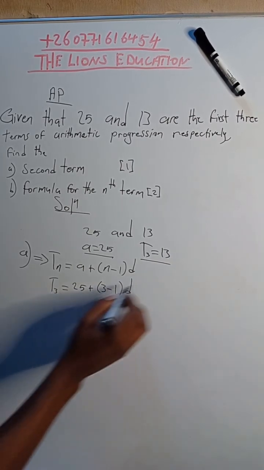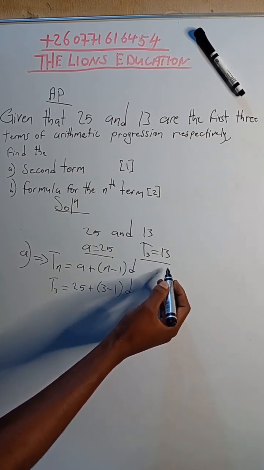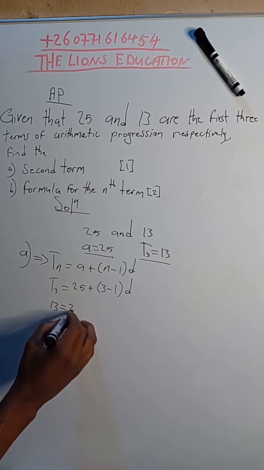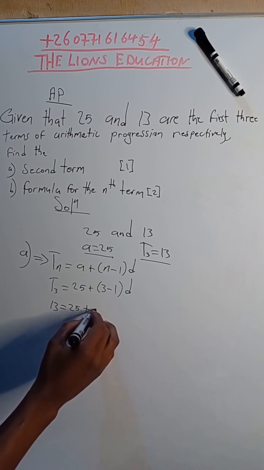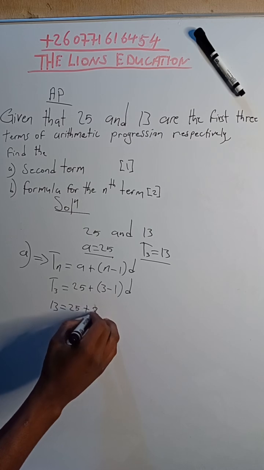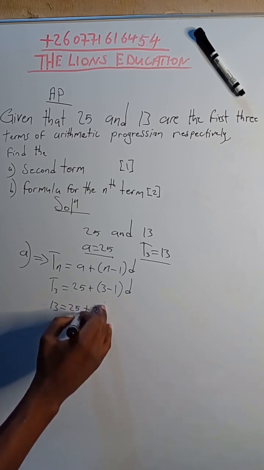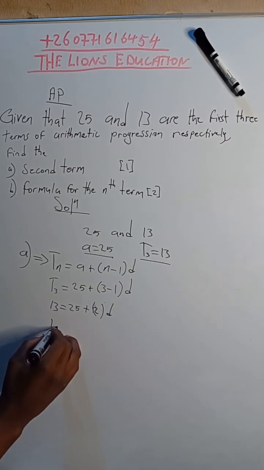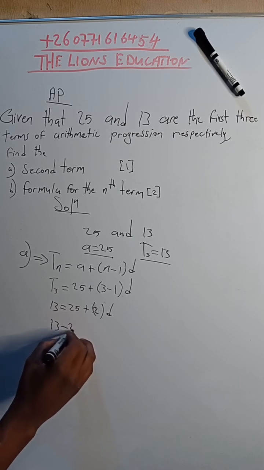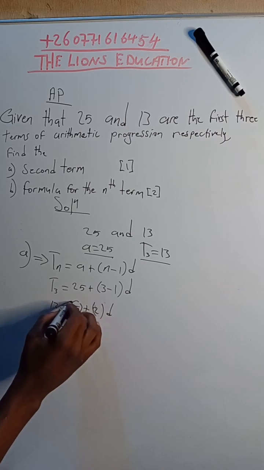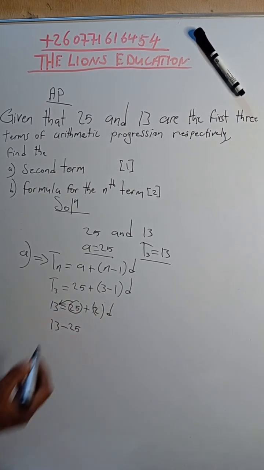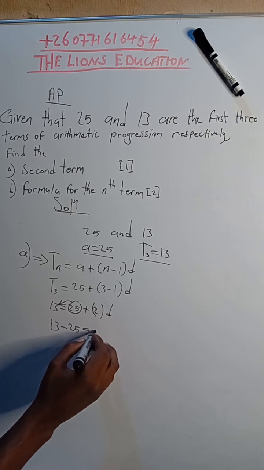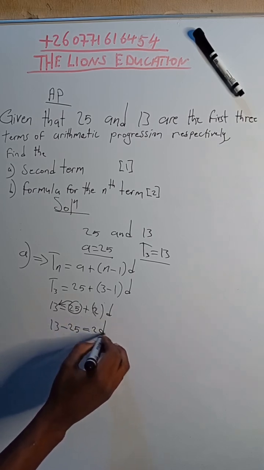Term number 3 is equal to 13. So we're going to replace this with 13. So we say 13 is equal to 25 plus 2d. Okay? We put 2 like that. Then this is 13 minus 25, because we're going to group the like terms here. This one will come there, so when it comes to this side, it will change the sign. It will be negative. Then this is equal to 2 times d, we get 2d.